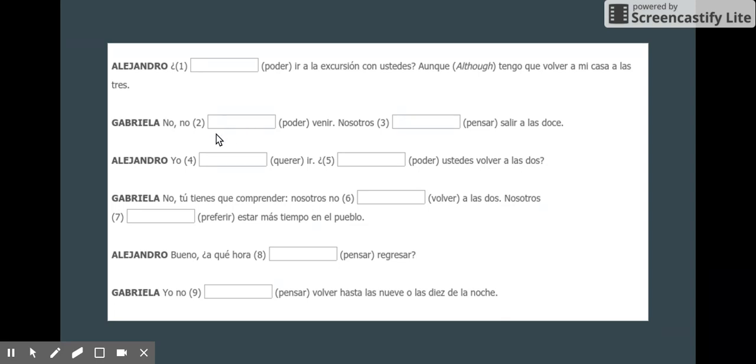Number two, I'm guessing he's talking to Alejandro, so it would be no puedes venir. Once again, a stem-changing verb. Nosotros pensamos salir a las 12. Since it's nosotros, there's no stem change.